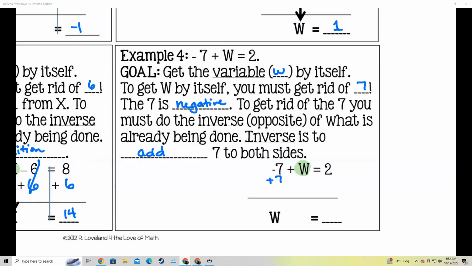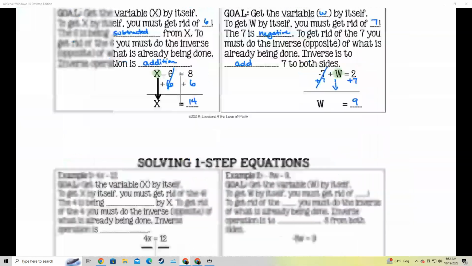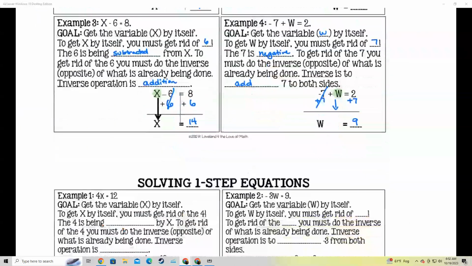So I'm going to add 7 to the left. I'm going to add 7 to the right. When I do that, these -7s, or these 7s, are going to cancel. The w is just going to drop, and then 2 plus 7 gives me 9. All right, that takes care of the first 4. Let's jump over to the next one.